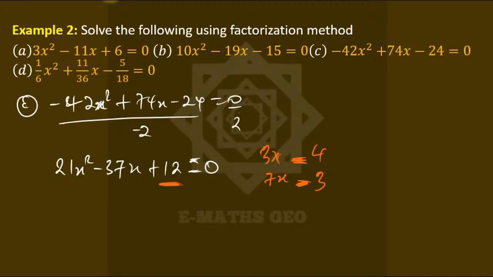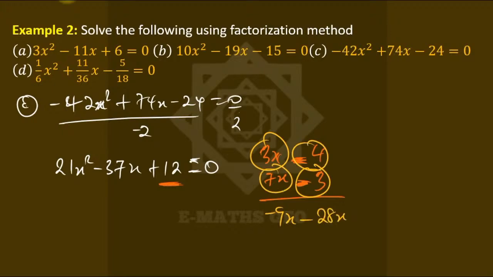Do you see? So it's now possible, because 3x times negative 3 is negative 9x. Negative 4 times 7x is negative 28x. So if they combine, that will give us negative 37. So this thing has factored as 3x minus 4 times what? 7x minus 3. So no need of wasting time.